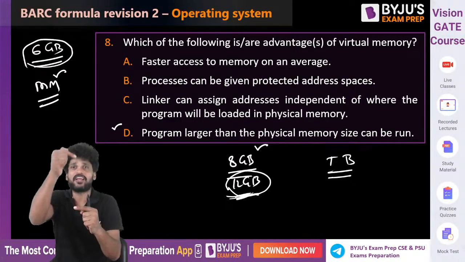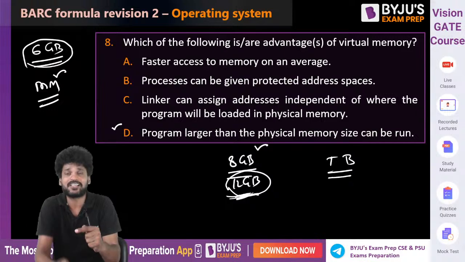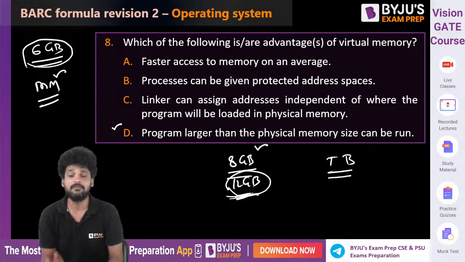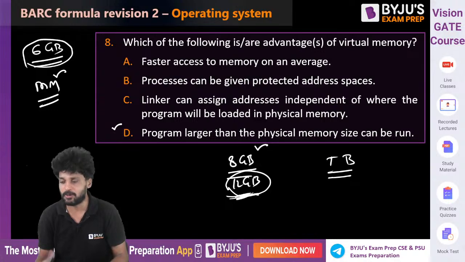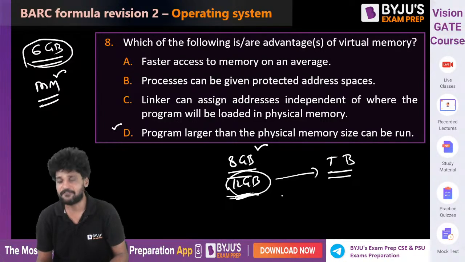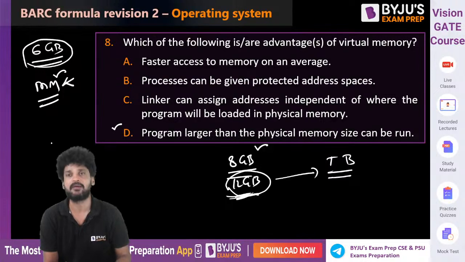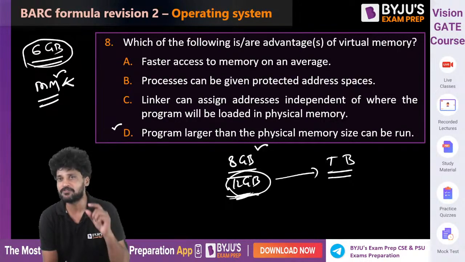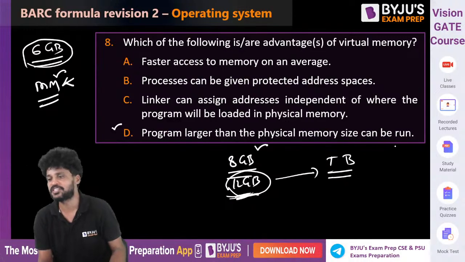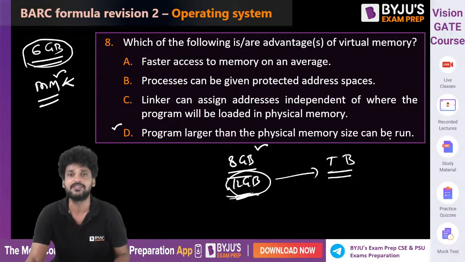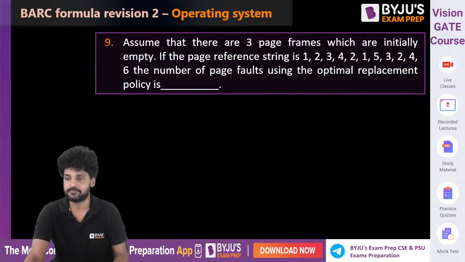Only those frames, only those pages which are required concurrently can be brought into the main memory. So the total 12 GB can be kept in your hard disk, from which the frames, whatever those are useful right now, will be brought into the main memory. So virtual memory's fundamental objective is to make sure that a program larger than the physical memory size can be run in a system. This is the fundamental use.